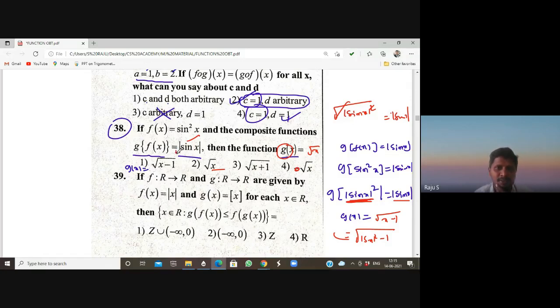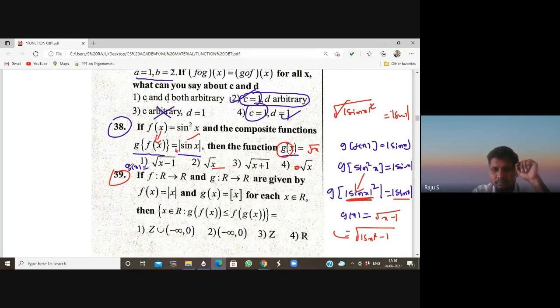Okay. The third option also we cannot consider, because a plus will be there on the right side, plus square root of x. Any doubt? Just substitute the f of x value. You can write the f of x value as modulus sin x whole square. Then do the option verification. That's all. Then question number 39.